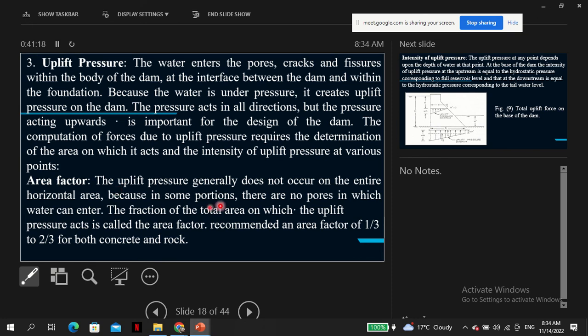Area factor: the uplift pressure generally does not occur in the entire horizontal area, because in some portions there are no pores in which water can enter. The fraction of the total area in which the uplift pressure acts is called the area factor. It is recommended to use an area of about a third to two-thirds for both concrete and rock.